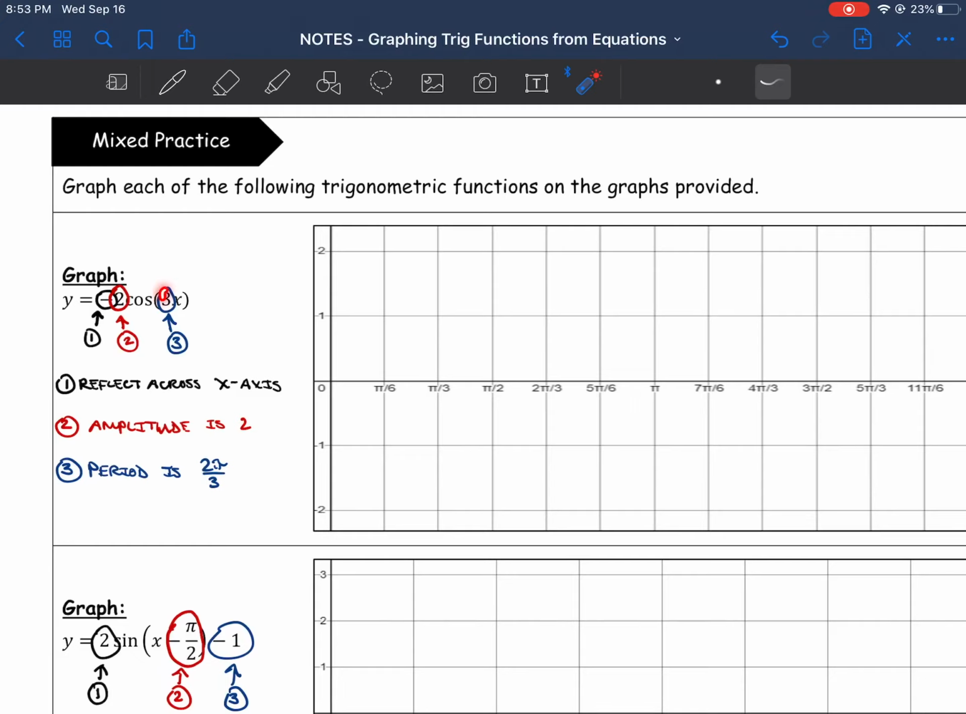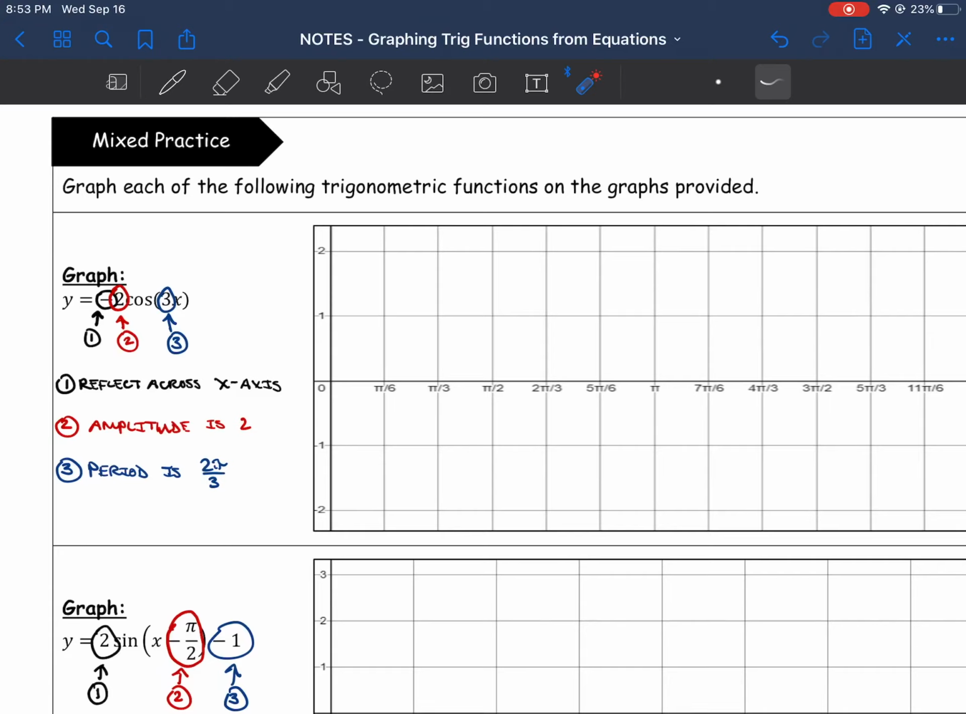And we have a 3 being multiplied to the x in the parentheses, which tells us that our period is going to be 2 pi over 3. And we know that because the period for cosine and sine is 2 pi over b, and since the b term is 3, we get 2 pi over 3.